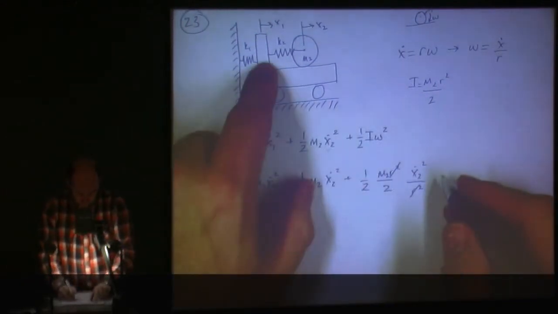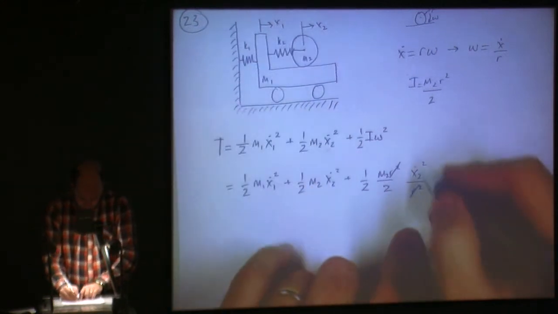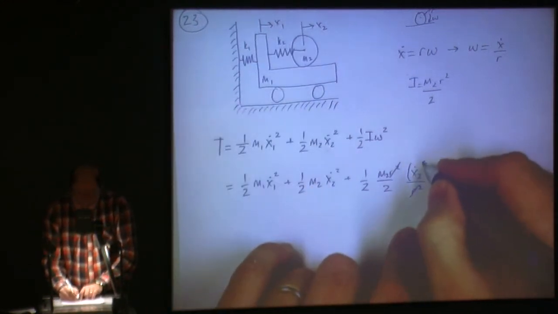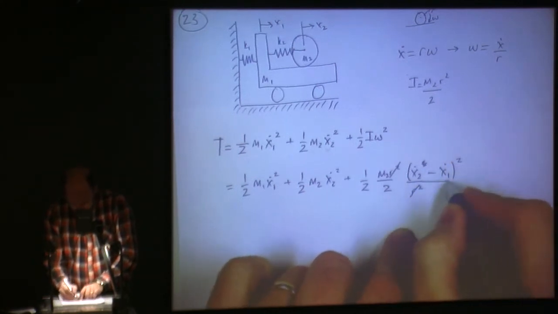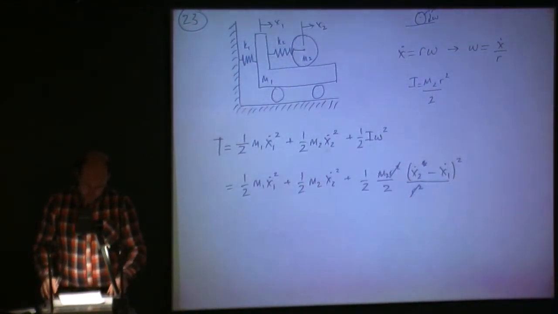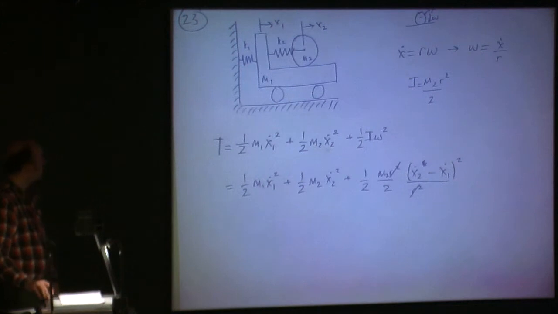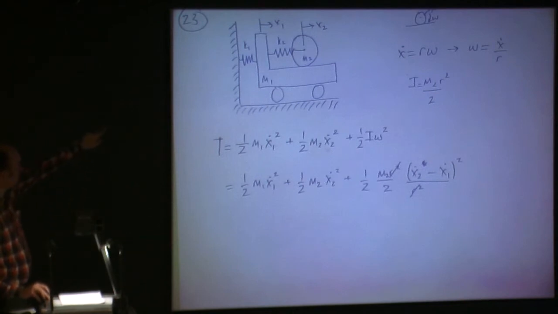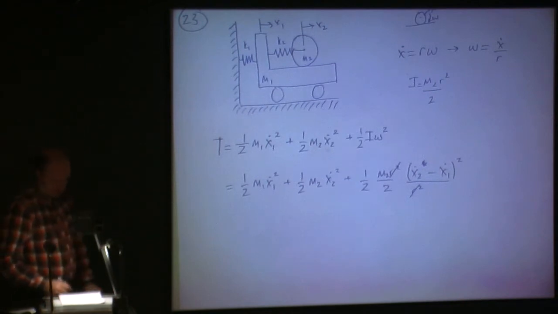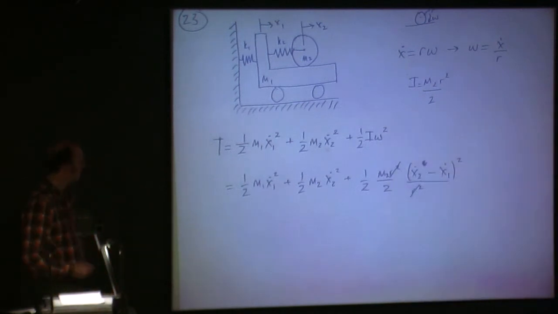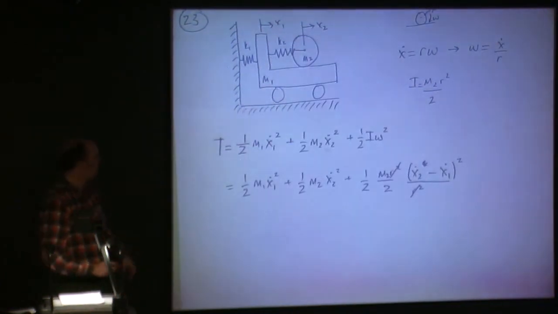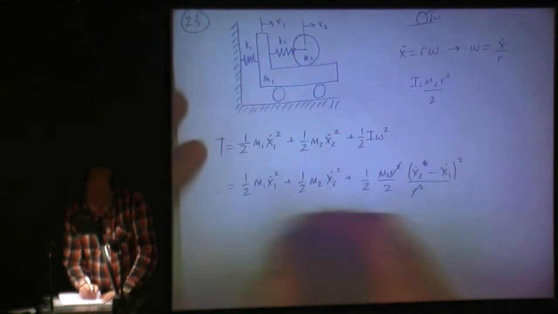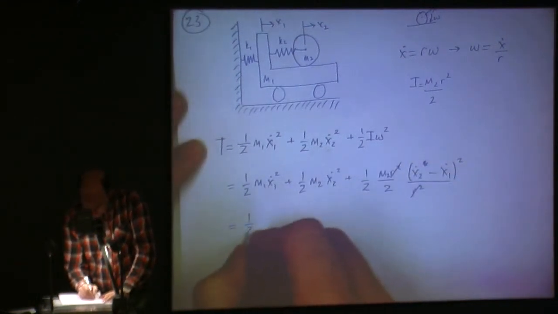Obviously for x2, we've got the relative displacement between these two here, because obviously it's rolling on the trolley, not on the ground. So it's not the x2 on its own, it's x2 minus x1. But those are dots and the whole thing's squared. Like I said, because it's actually rolling on something else that's moving, you have to use the relative velocities. And so the r squared terms cancel out.